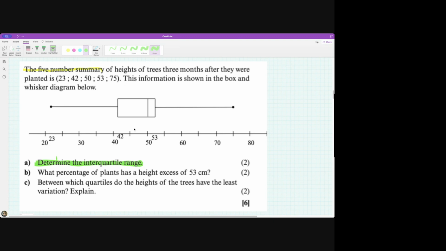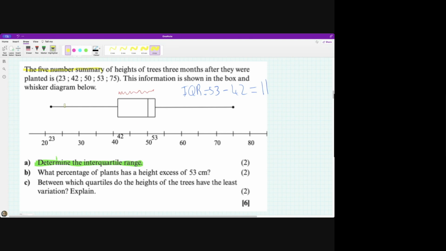Okay, what is the interquartile range? Well, for this question, the interquartile range would be Q3. So what's Q3? It's 53 minus, what is the Q1? It's 42. So it is going to be 11. So basically, that is the interquartile range.